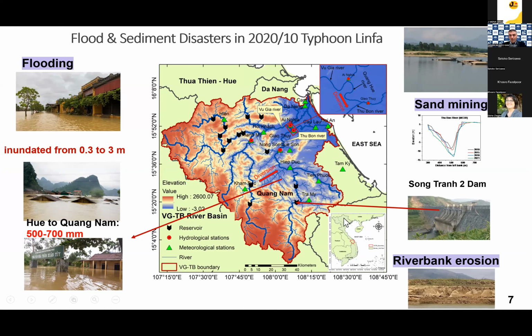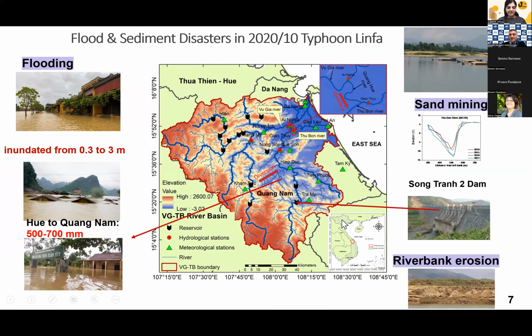This is the map of Vietnam. I don't know if you can see my mouse again or not, but we can see it most clearly. Thank you. Okay, very good. So thank you, Dr. Khawla.